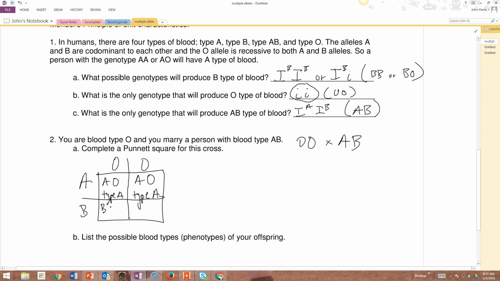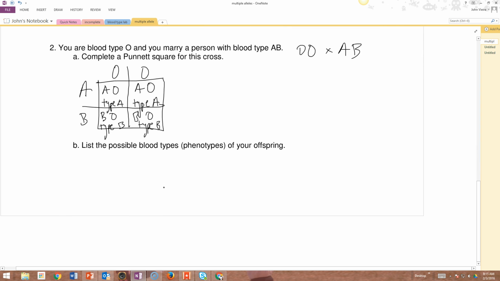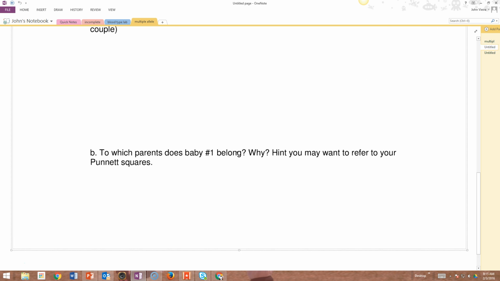Type A. Type B. Type B. So, list the possible blood types. Well, there's only two possible blood types. The offspring can either be type A, which is 50-50, or type B. They're not really asking for any ratios. They just want to know what the possible blood types are.